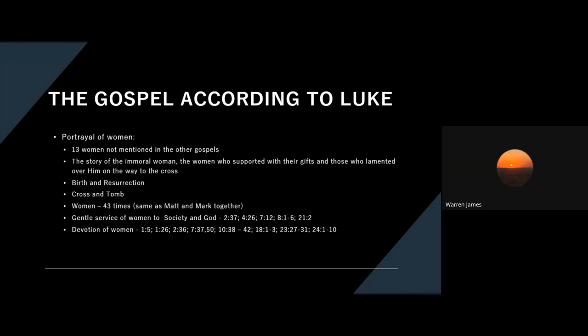Luke 18. Then he spoke a parable to them, that men always ought to pray and not lose heart, saying, there was in a certain city a judge who did not fear God nor regard man. Now there was a widow in that city, and she came to him, saying, get justice for me from my adversary. And he would not for a while, but afterward he said within himself, though I do not fear God nor regard man.